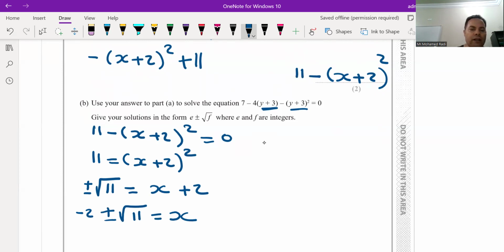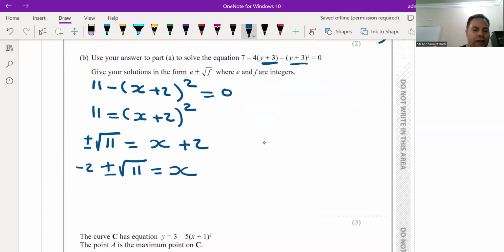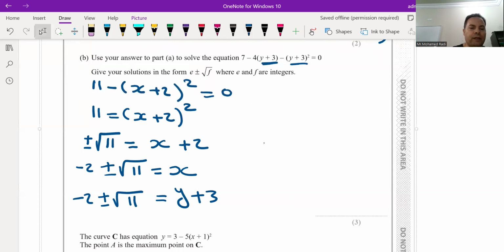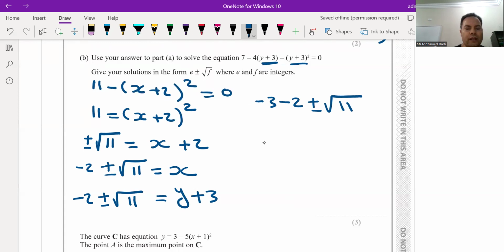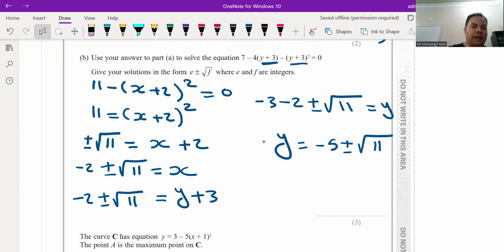But x is y plus 3. Remove x and write y plus 3 is equal to minus 2 plus or minus root of 11. Move 3 to the other side: -3 minus 2 plus or minus square root of 11 is equal to y. So y simplified is -5 plus or minus root of 11. He asked to give your answer in this form. Now done. The answer in this form is -5 plus or minus square root of 11. These are the values of y.